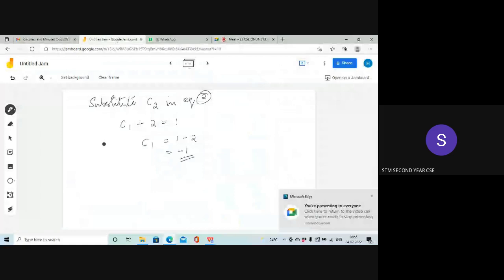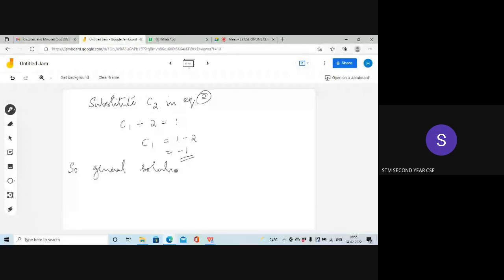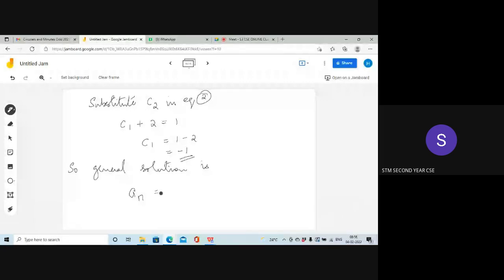So our general solution, after getting C1 and C2, we just need to substitute in equation 1. The general solution is a_n is equal to C1 R1 raised to n plus C2 into R2 raised to n. This is a general solution. The roots are different. So just substitute the values of C1 and C2 in this. C1 is minus 1, and we have found out the value of R1. R1 is 2, isn't it?